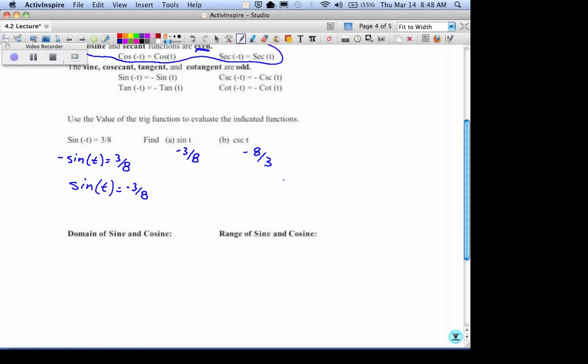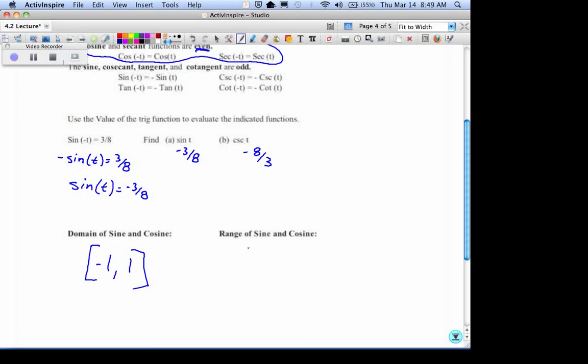What are the domain of sine and cosine? What are the x values on that unit circle? Negative 1 to 1. Over on the left-hand side, it's a negative 1 for the x value. On the right-hand side is positive 1. So the x values go from negative 1 to 1. They do touch them, right? So we get square brackets.